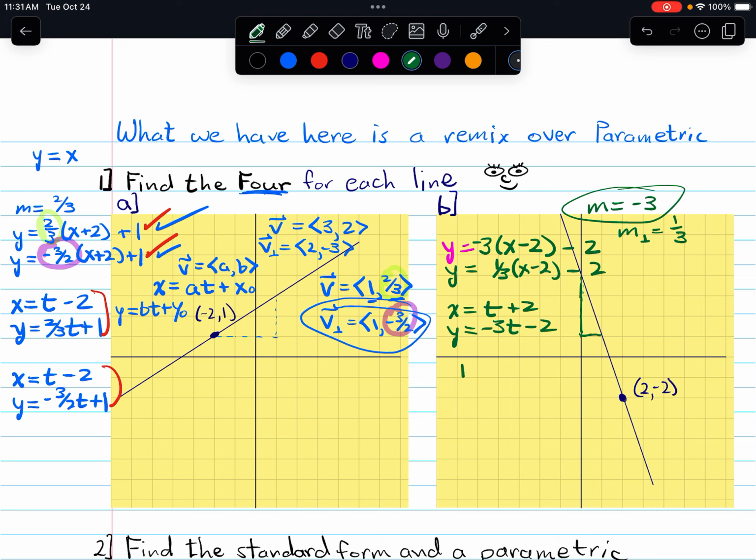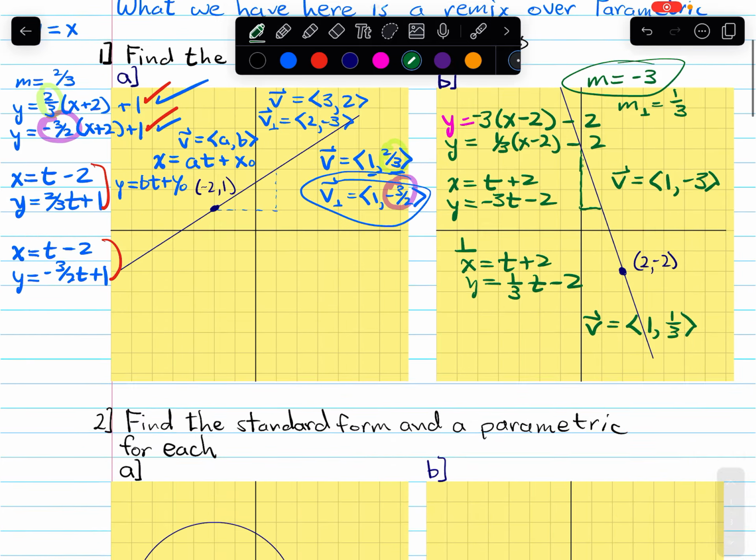For the perpendicular, we've got x equals t plus 2, and y equals 1/3 t minus 2. So notice how the slopes and the vectors match up. The vector up here for this one was going to be 1 comma the slope. The vector down here is 1 comma the slope. So that's how we deal with these lines.